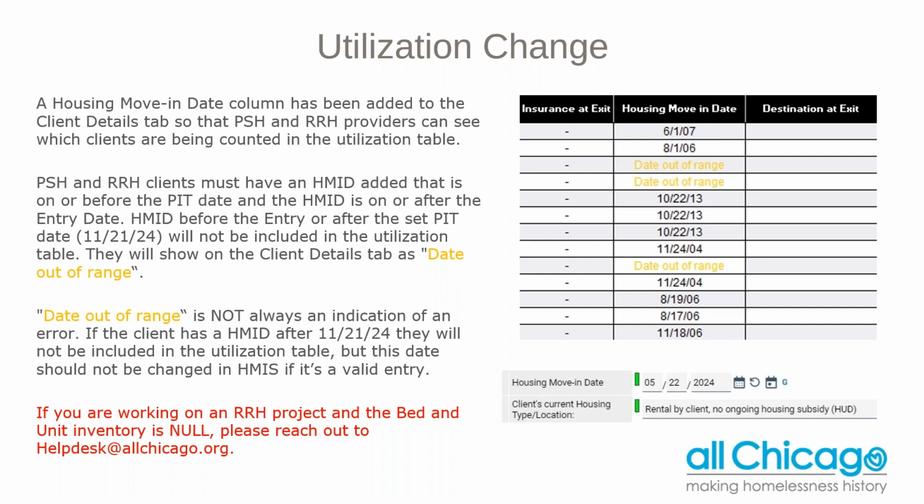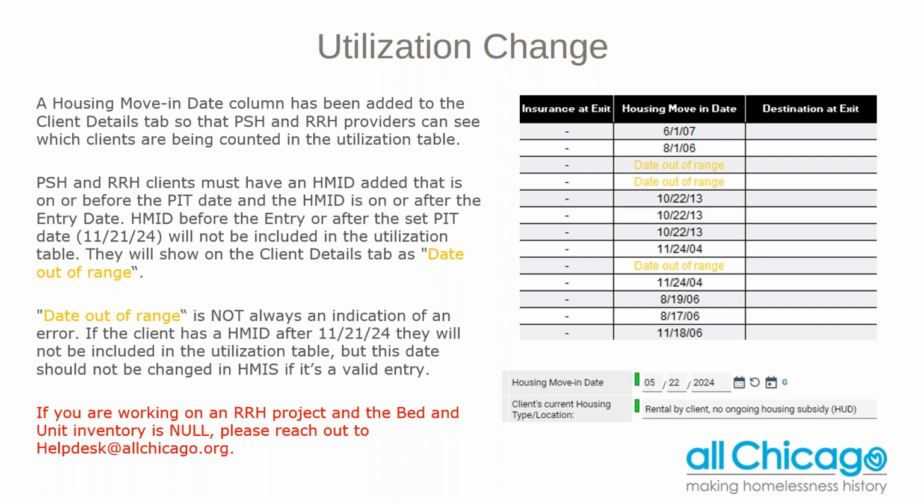In this particular column, you will see things such as "date out of range." What date out of range means is that this client has a housing move-in date, but that housing move-in date doesn't fit within the point in time date. So either their housing move-in date is before their enrollment date, or their housing move-in date is after the point in time date. So this doesn't reflect an error when you see date out of range. It's just letting you know that that particular client isn't being counted in utilization.